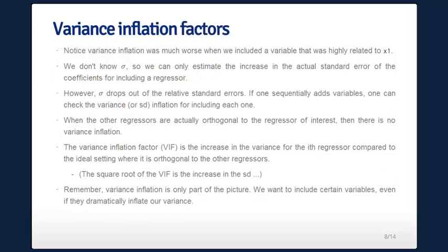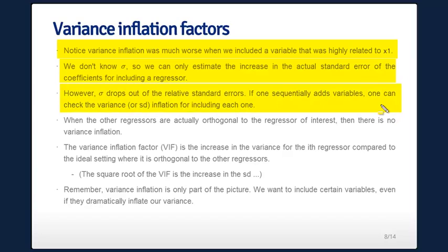So there are these things called variance inflation factors. I just want to highlight this point. Notice variance inflation was much worse when we included a variable that was highly related to x1. And then, we don't actually know sigma, so we can only estimate the increase in the standard error of the coefficients for including a regressor. So when we take ratios, the sigma drops out. So we can actually calculate the percent increase or decrease in variation explained by including an extra regressor.